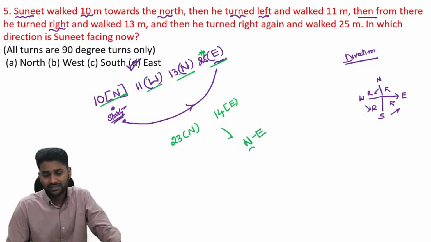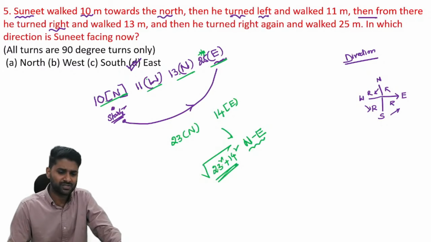If you want the distance, any diagonal you can measure through Pythagoras theorem. 23 square plus 14 square. Just go through the approximation calculation.